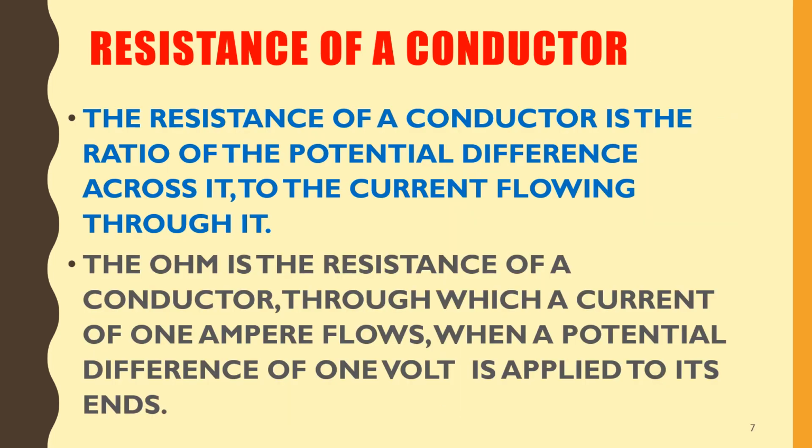The resistance of a conductor is the ratio of the potential difference across it to the current flowing through it. Resistance is measured in a unit called the ohm, named after Ohm, the founder of Ohm's law. So the ohm is the resistance of a conductor through which a current of 1 ampere flows when the potential difference of 1 volt is applied to its ends. So that is the definition of ohm.